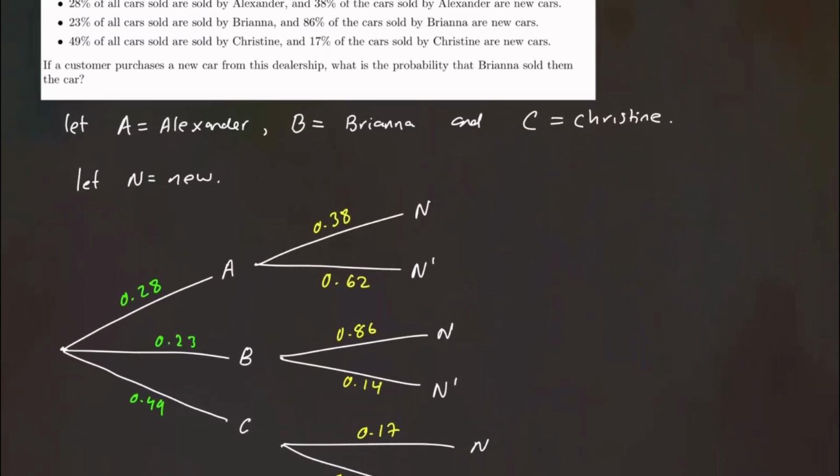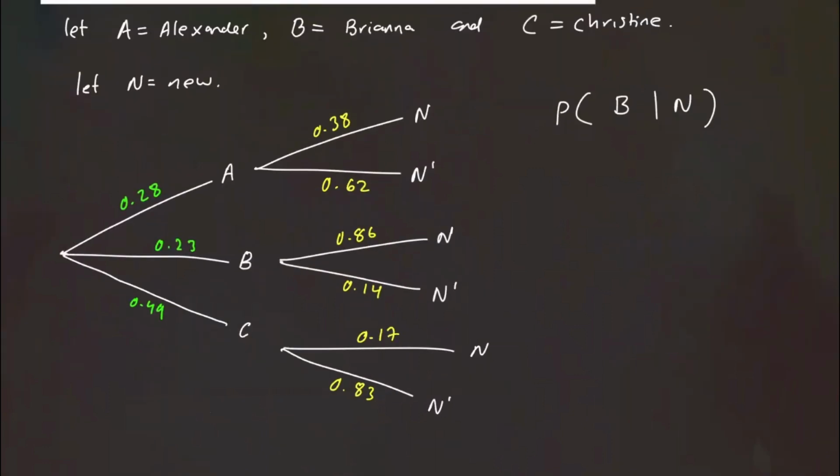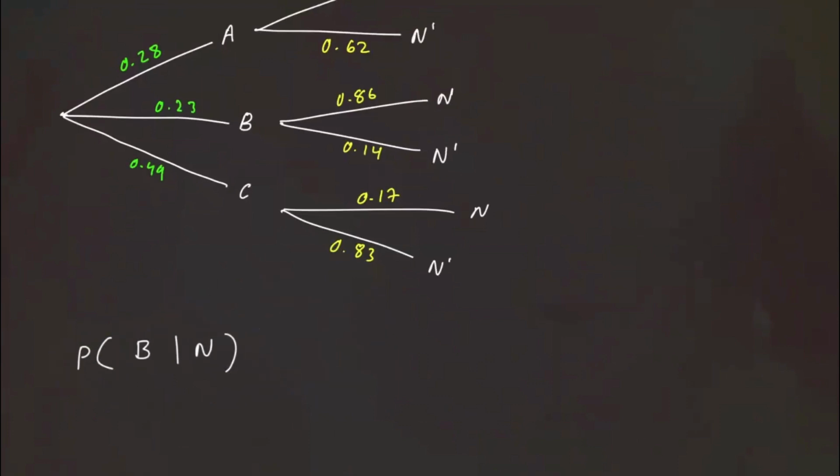If a customer purchased a new car from this dealership, what is the probability Brianna sold it to them? If you think about this, this is also conditional probability. So we want to know the following probability. It's conditional: if a customer purchases a new car, so this is the new car, we want to know the probability Brianna sold it to them. So Brianna goes over there. That is what we're looking for. Then we set up our conditional probability formula for this.